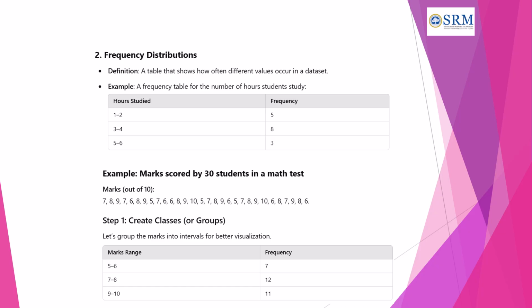For example, 7 students scored between 5 and 6, 12 students scored between 7 and 8 and 11 students scored between 9 and 10. This makes it easier to see which score range is more common and helps us understand the overall performance of the class.